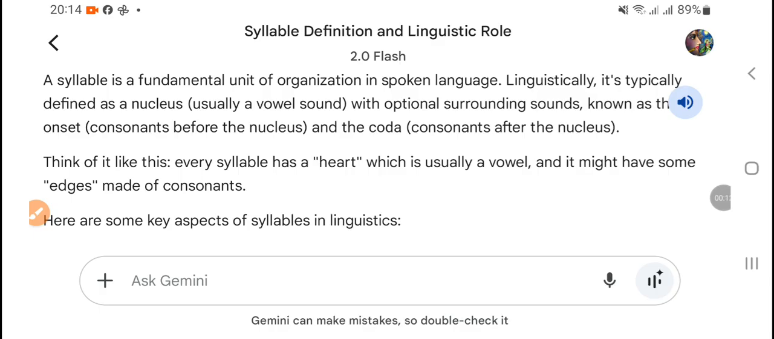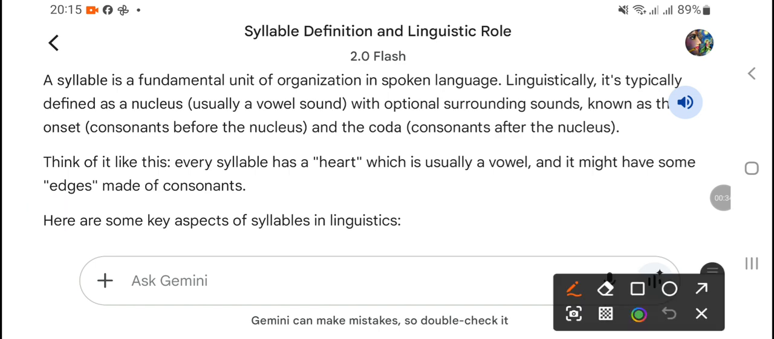Syllable is a very important part of linguistics, and syllable is a fundamental unit of a sentence. When we speak a sentence, the fundamental unit of the sentence is called a syllable, right? So here I'm going to explain syllable. You can remember syllable this way: a syllable is a very basic unit of a sentence.